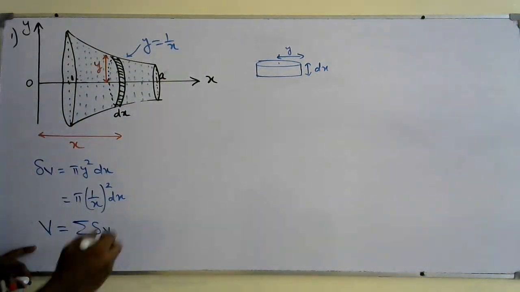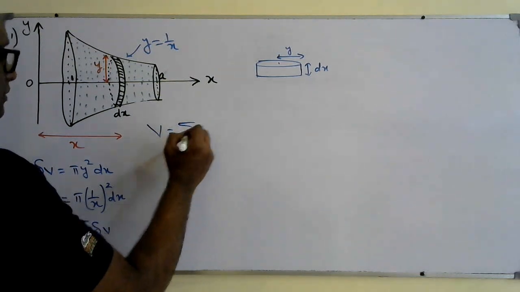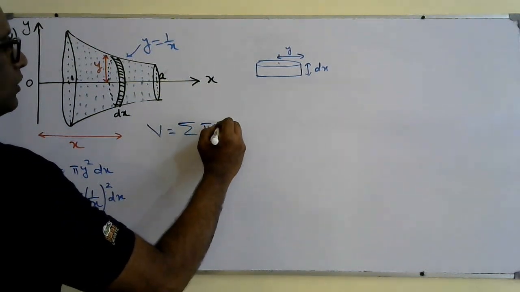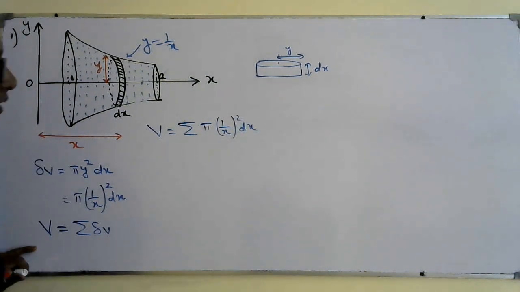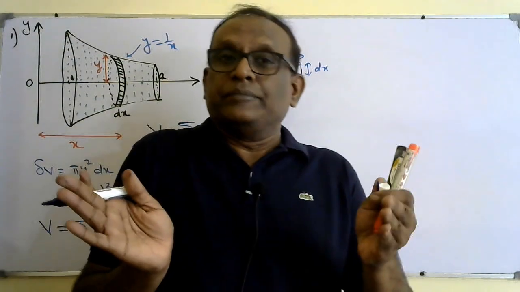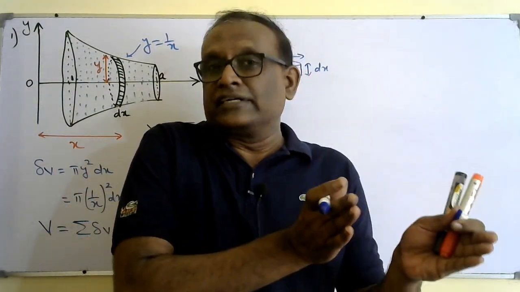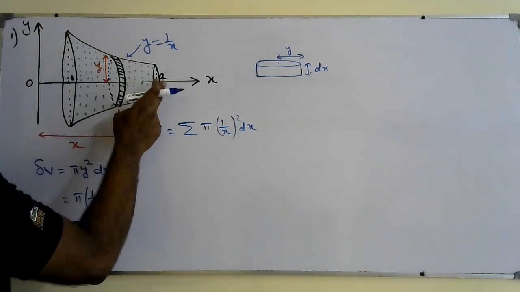Okay, so that means V is going to be sigma pi (1 over x) all things squared dx. Okay, so here up to what limit are we going to imagine the many different disks? That is from x, the variable, from x equal 1 to x equal a.